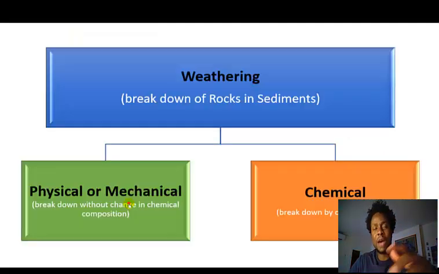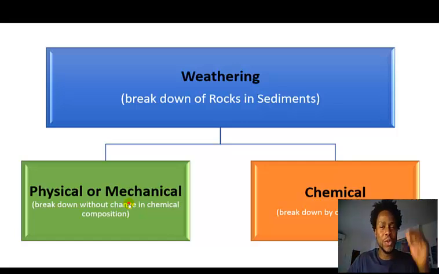We're going to be organizing our thoughts along the line as we go. So far we've talked about weathering, and we say it's a breakdown of rocks into sediments. And we said weathering can be of two kinds. You have the mechanical or the physical weathering. This is when a rock breaks down into a smaller size without any change in their chemical composition or constituents. Chemical weathering, on the other hand, is when a rock breaks down by chemical reaction.